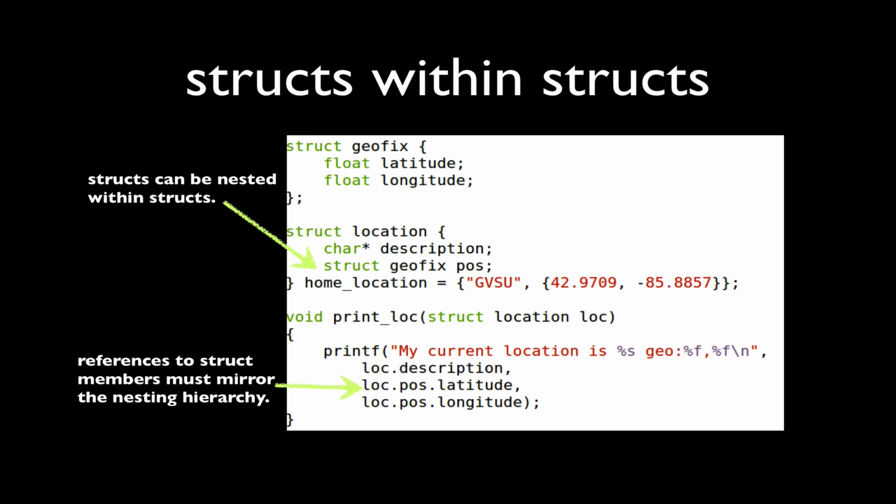So references to the struct members must mirror this nesting hierarchy. So in this particular example, if I want to get at the latitude and longitude, I need to dereference that nested structure variable name. So in other words, if I want to access latitude, I need to say the location structure, which in this case is loc dot, and the member that holds the lat and long is the variable with the name of pos. So I'm going to have loc.pos.latitude. So I need to make sure that my references reflect the nesting hierarchy when I have nested structures.